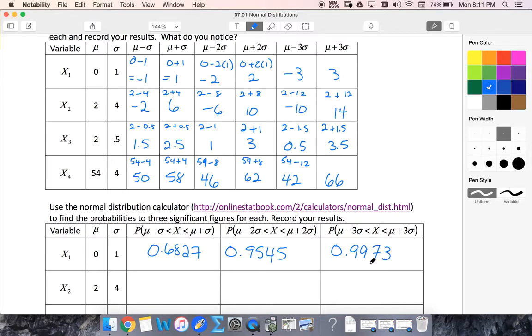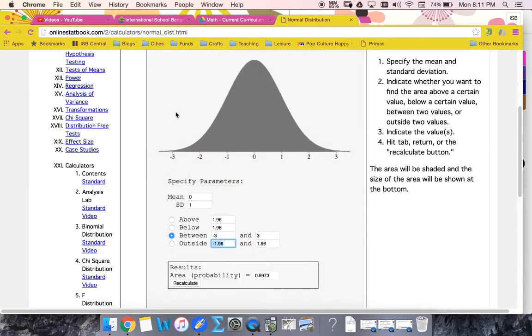Let's try it again. Now our mean and standard deviation are 2 and 4, and the first time we're going between negative 2 and 6. So now our mean is 2, our standard deviation is 4. We're going between negative 2 and 6. So we're going the same distance. We're going 1 standard deviation away from the mean. That's what we're doing here. Notice that my values are symmetric. So I've got 68.27 again.